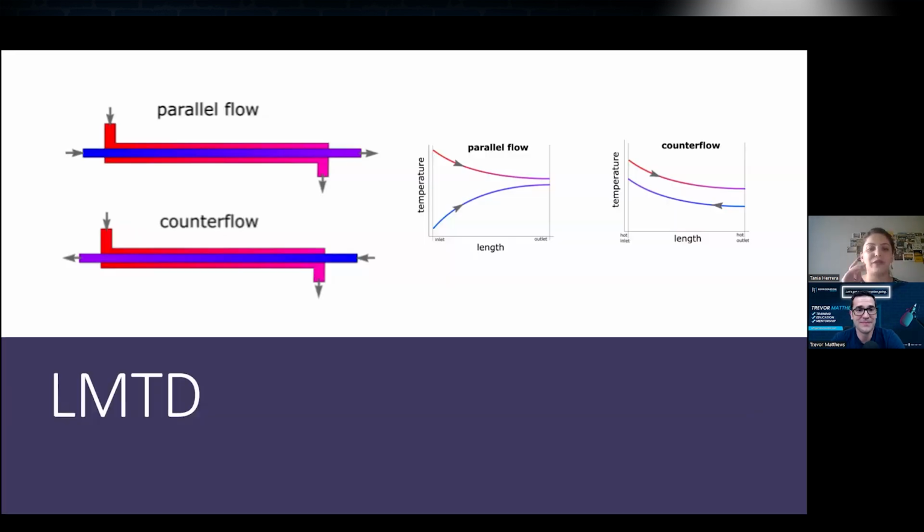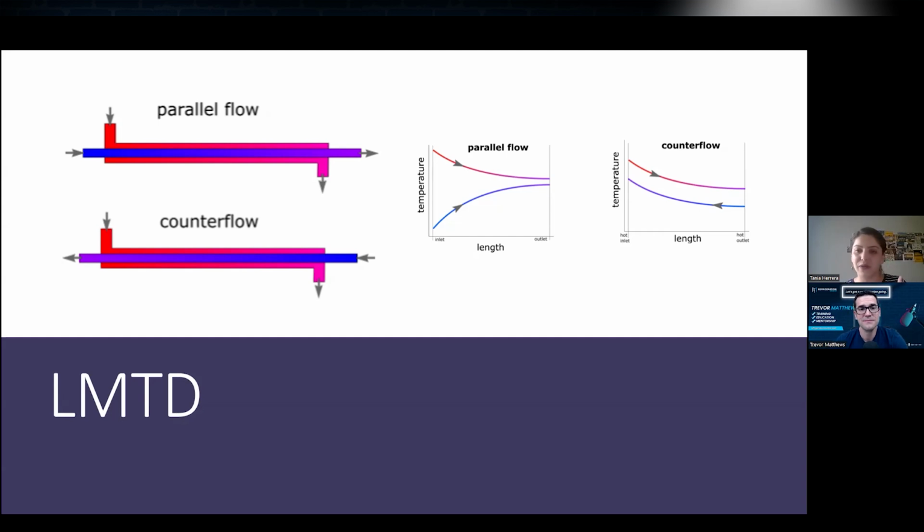Yes. And now, before I go deeper into LMTD, I want to talk about something called parallel flow and counterflow, because this is also very important when designing a heat exchanger. So this is an example of parallel and counterflow in a shell and tube heat exchanger. I found this easier to explain than in other types of heat exchangers.